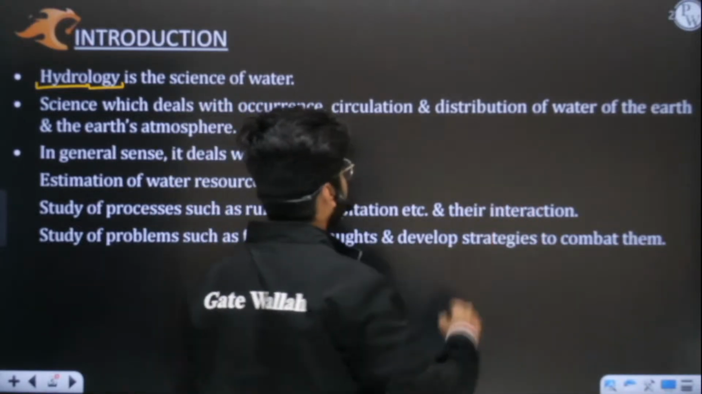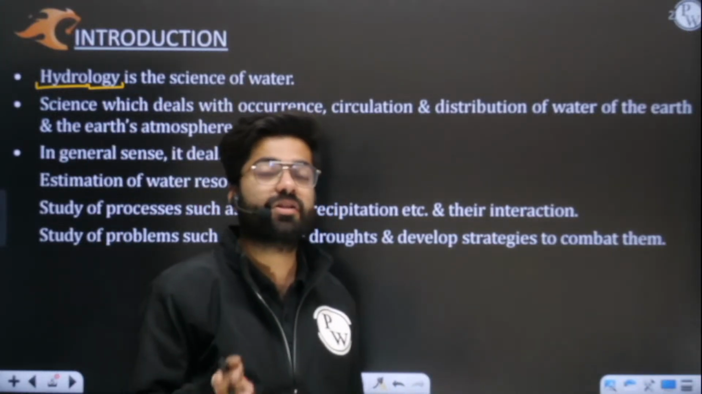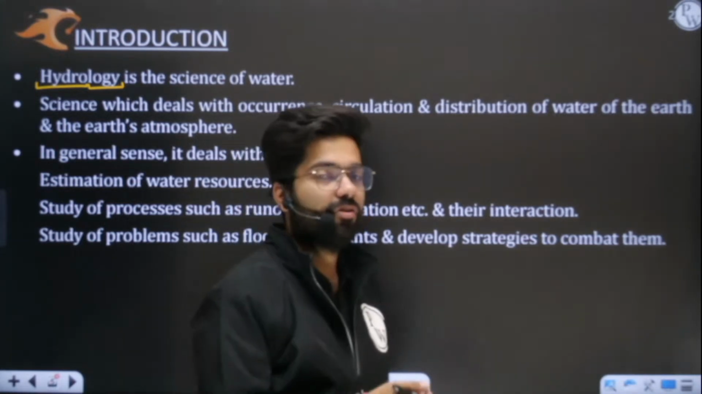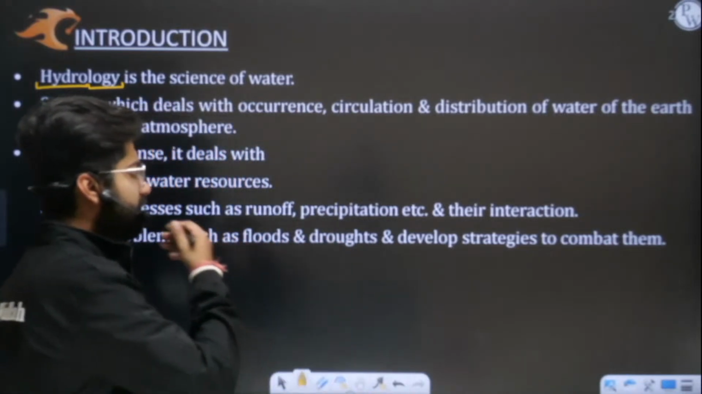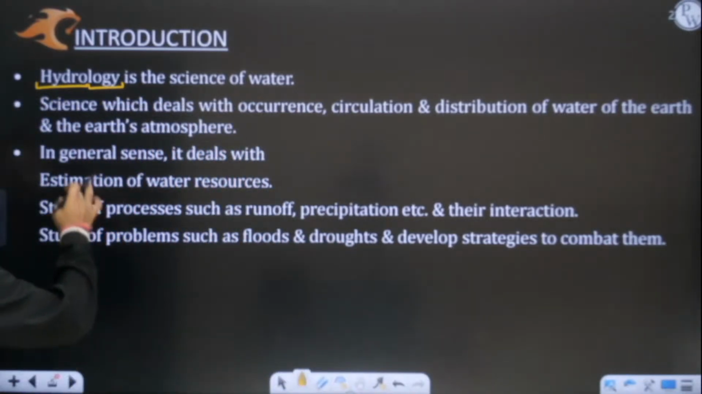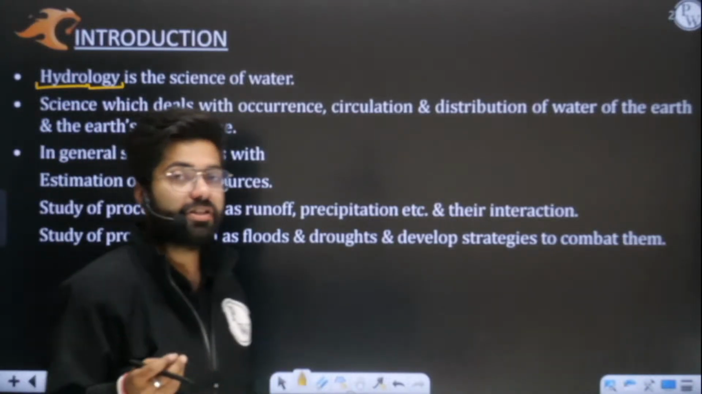How it is distributed, what is the meaning of that? It simply means how much volume of water is present in rivers, in oceans, and in your groundwater, like that. I will tell you that, no need to worry. And how much water is present in the Earth's atmosphere. Some of the water is also present in human bodies.